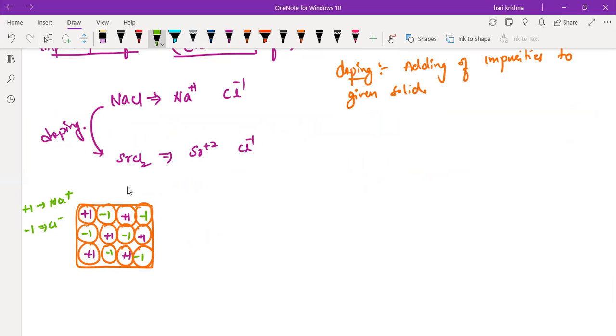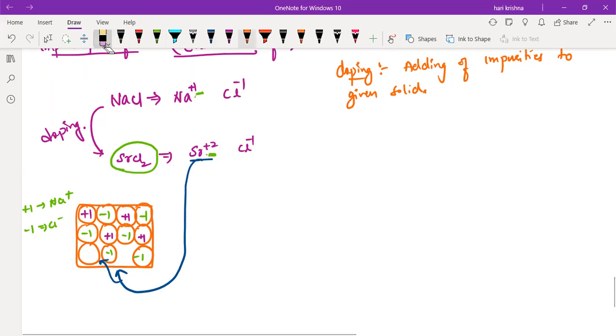Now this NaCl crystal is doped with SrCl2. Na will show only +1 charge, Sr will show +2 charge. Now when you are doping with the higher valency element, Na is a +1 charge, right? So what will happen? This Sr will go and occupy the Na plus sites. Each Sr will go and occupy 2 Na plus atoms. Why? What is the main reason here?